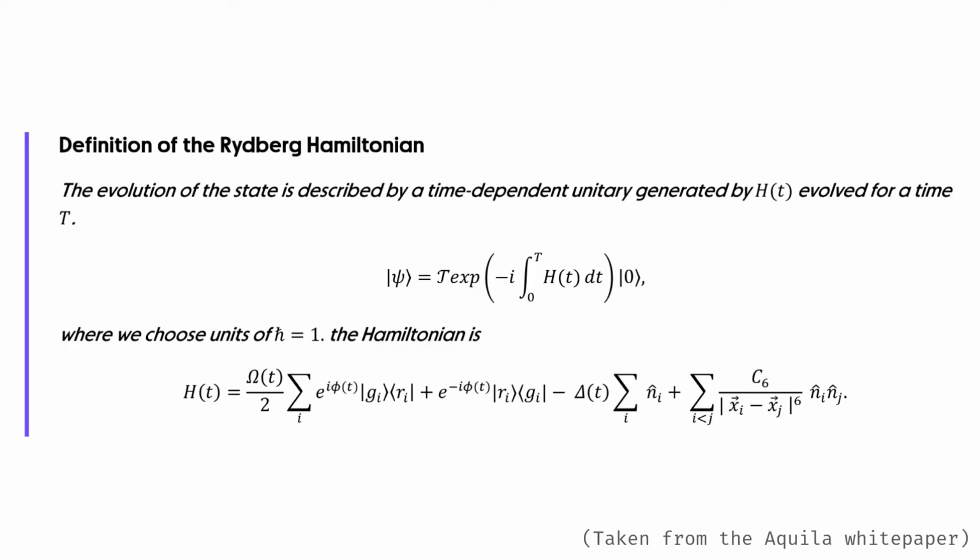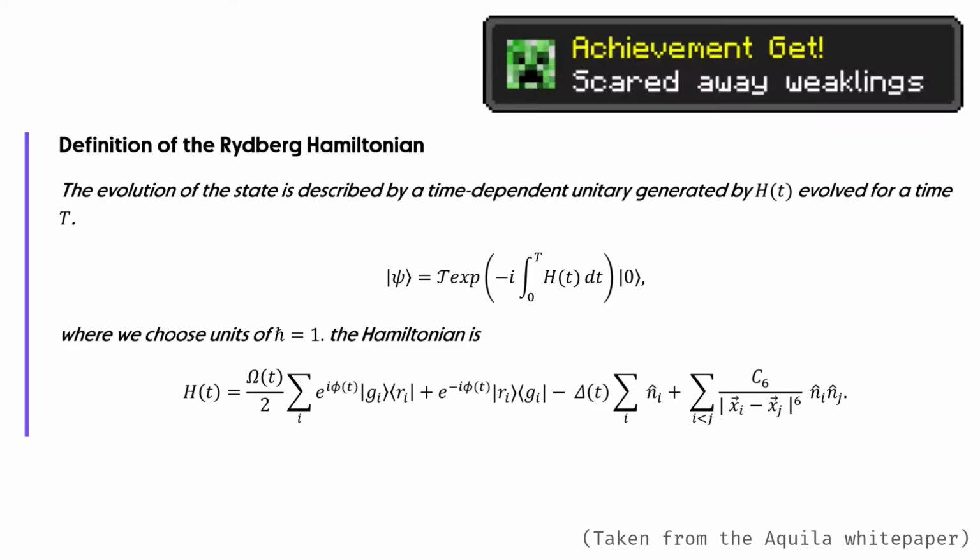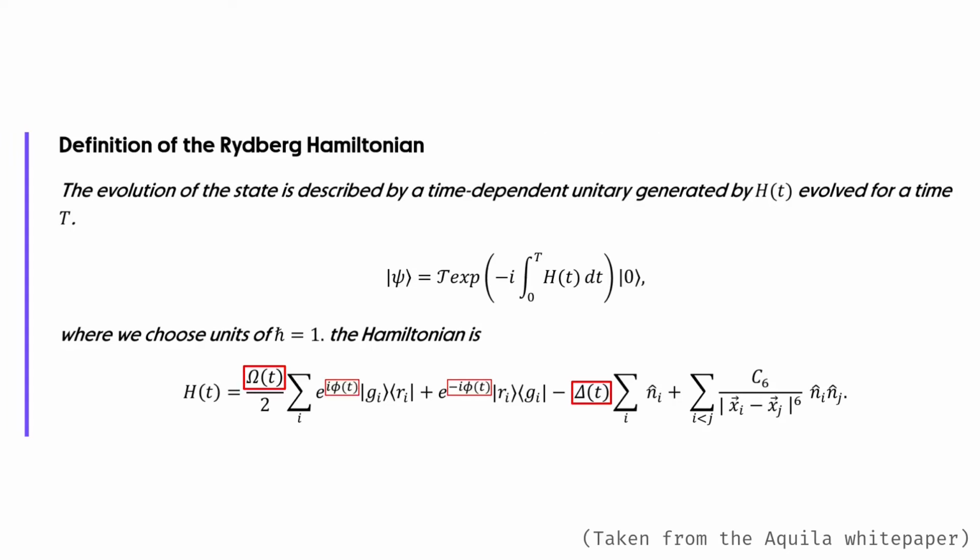So this equation right here tells us how these qubits will evolve over time. Don't worry about it too much. I know some of you probably ran away already because of all the scary math. But we don't need to understand that. All that matters is that there are aspects of us blasting photons at the atoms that we can control: the amplitude, the phase, and the frequency slash detuning.